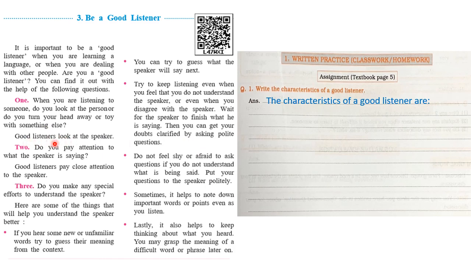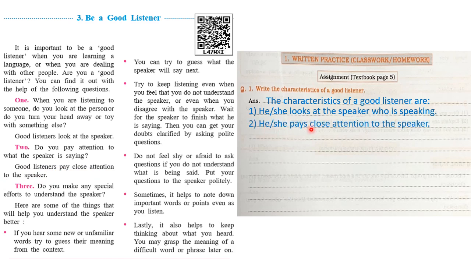First is over here. We learned that a good listener is the one who looks at the speaker. So we'll write he, she looks at the speaker who is speaking. Next, a good listener pays close attention to the speaker. So we will write he, she pays close attention to the speaker.